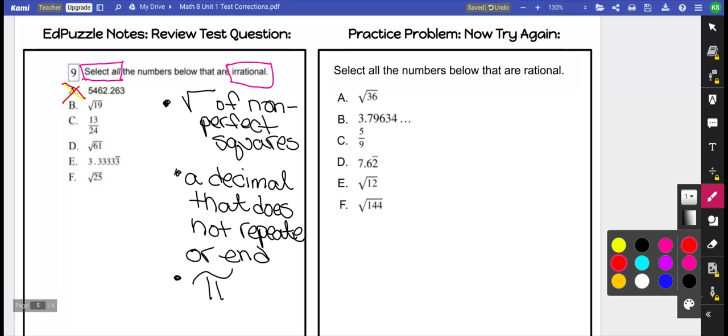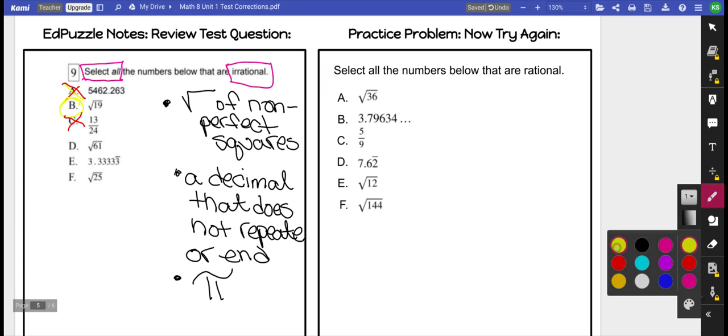Square root of 19. Is 19 a perfect square? No. So there's one of our answers. B is an irrational number. Okay. Let's look at C. C is 13 over 24. Remember, rational numbers can be written as a fraction. So this is a rational number. It is not irrational. So C is not an answer.